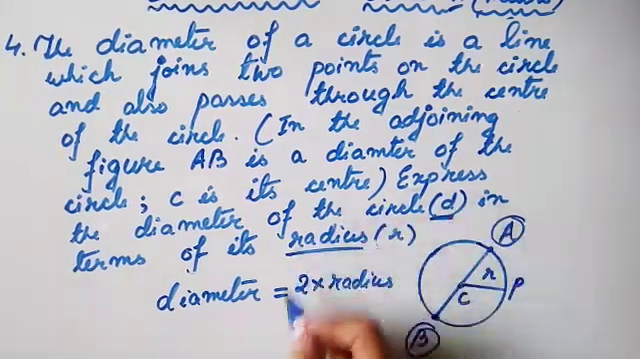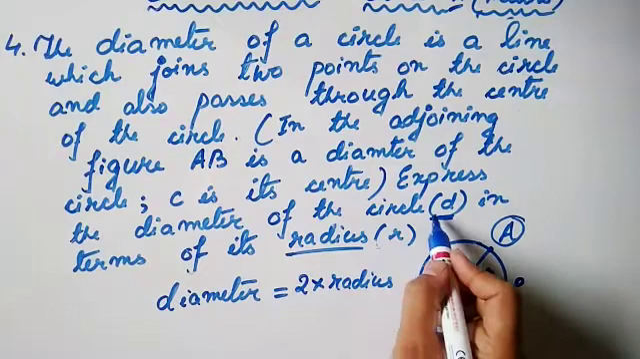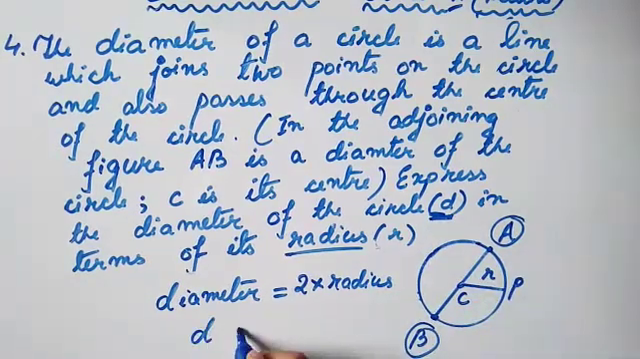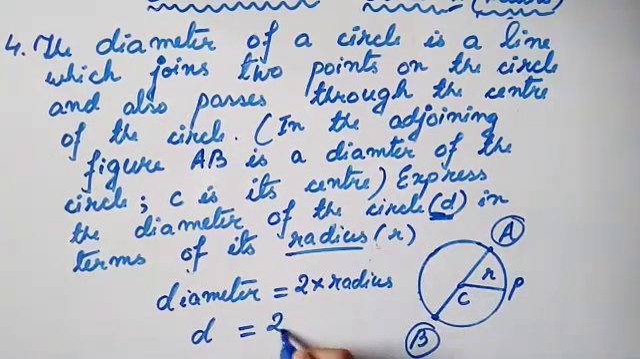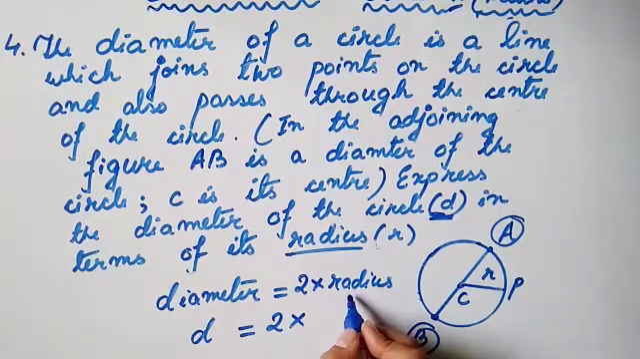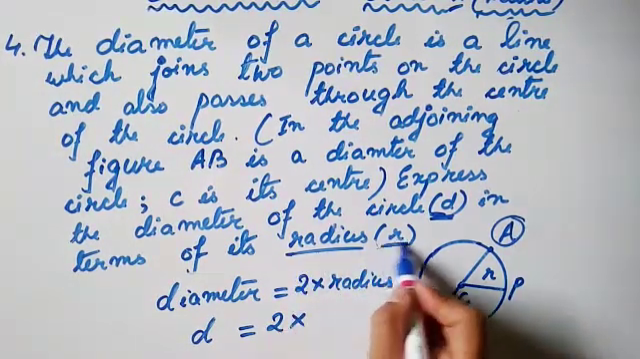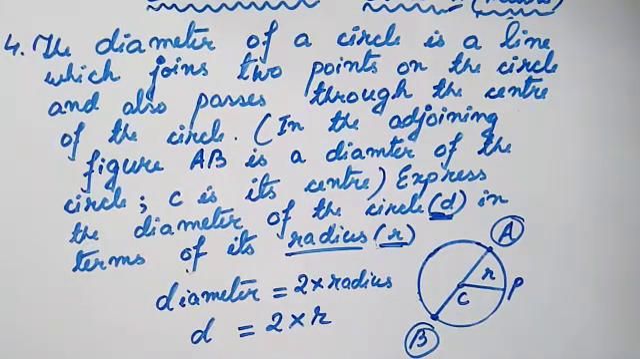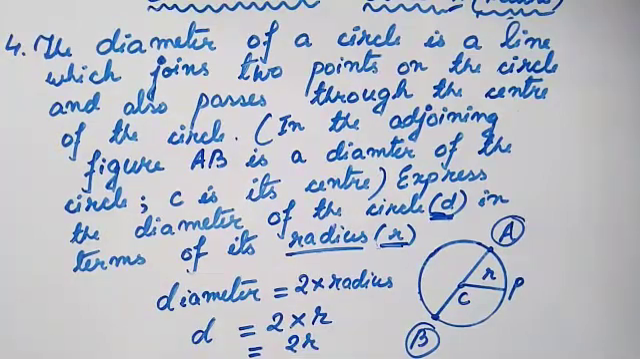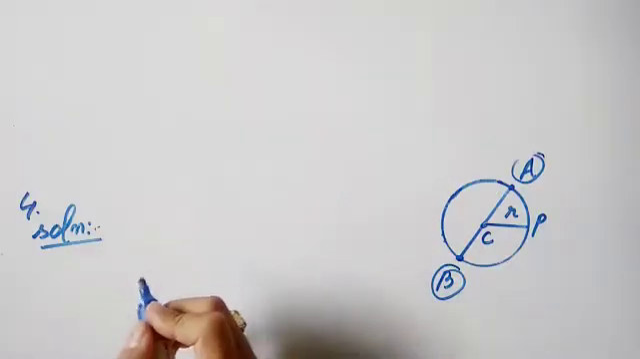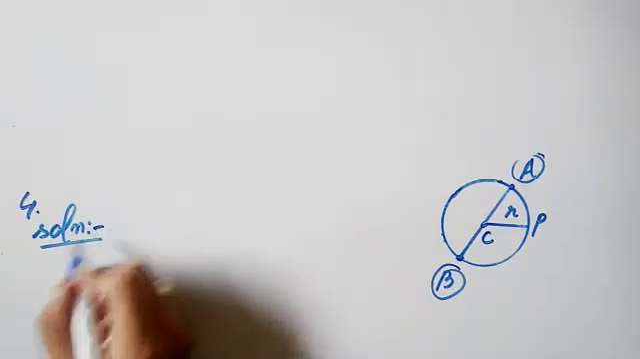So in our question, the diameter is represented by the variable D. So D equals, using the formula, 2 times the radius. And the radius is denoted by the variable R. So 2 times R, and our answer will be 2R. Understood? So 2R will be our answer. Understood, students? So let's write the answer for question number 4.